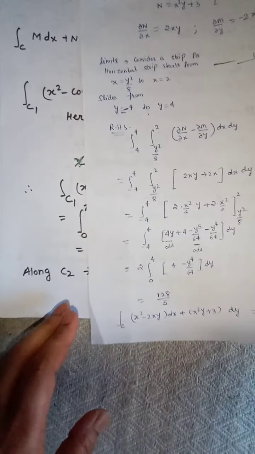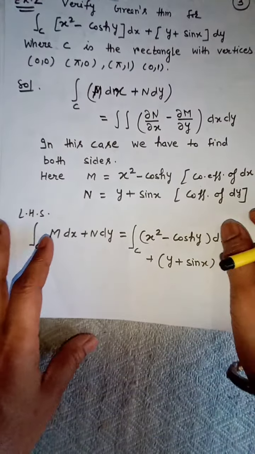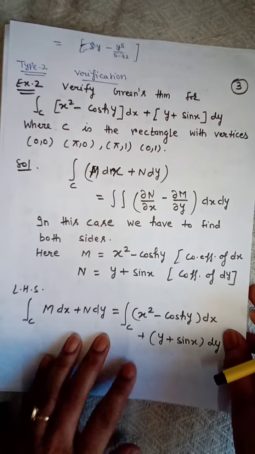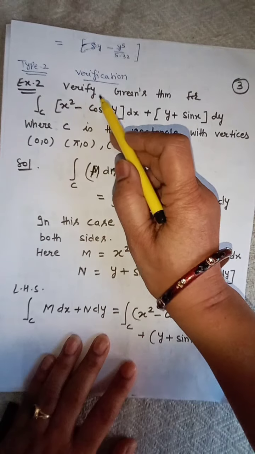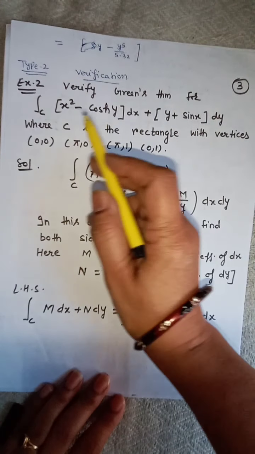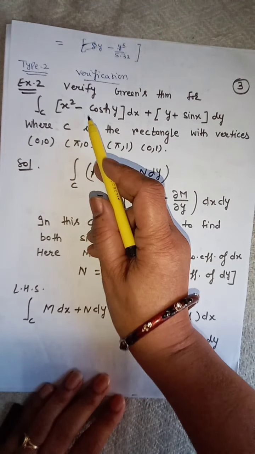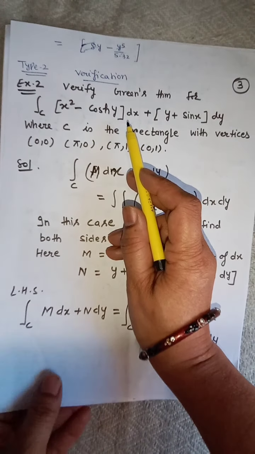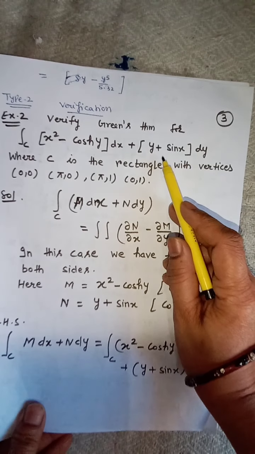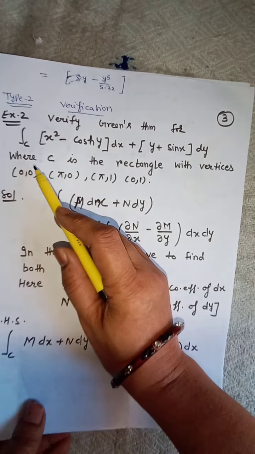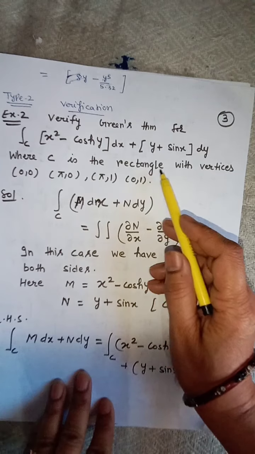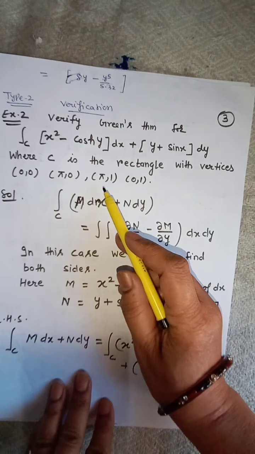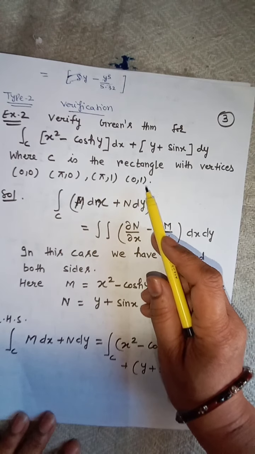Now the next type we have is verification. Next type of question is of verification. Verify Green's theorem for the integral over c of x square minus cos hyperbolic y dx plus y plus sin x dy, where c is the rectangle with vertices 0, 0, pi, 0, pi, 1 and 0, 1.